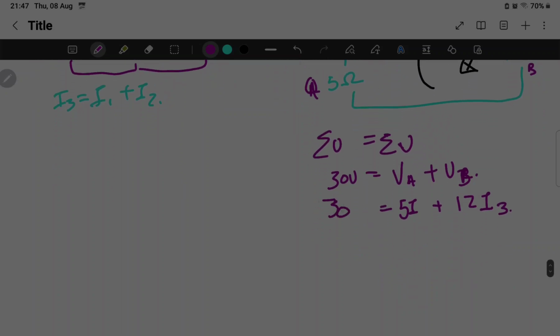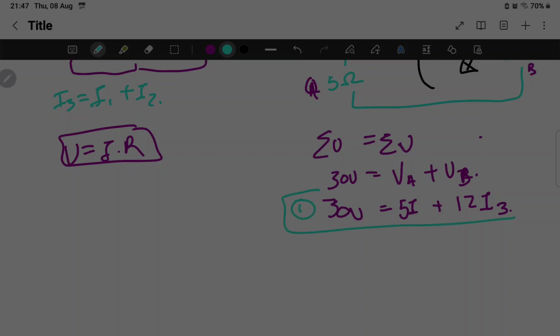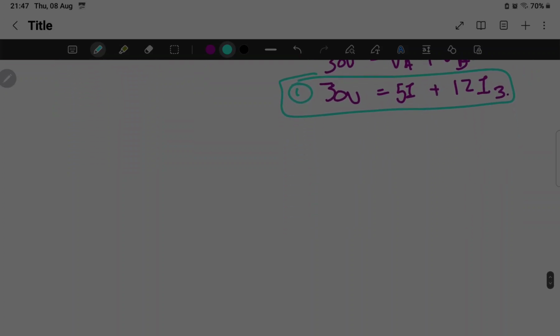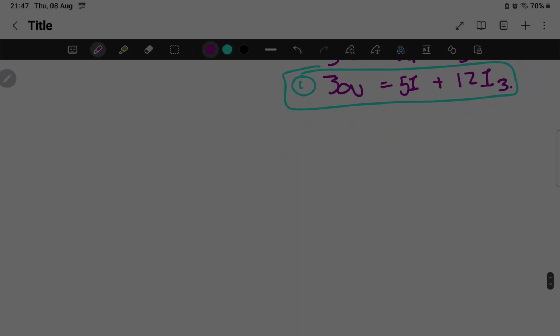And how did we get that? We know that voltage is equal to I multiplied by R. So that's now our first equation. Now let's get the second equation.